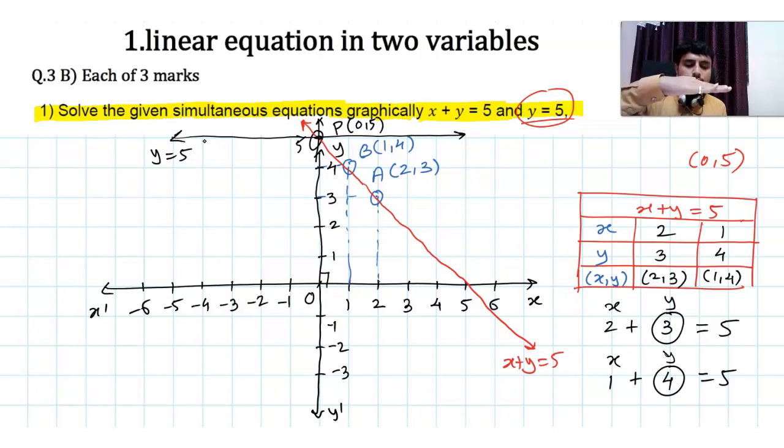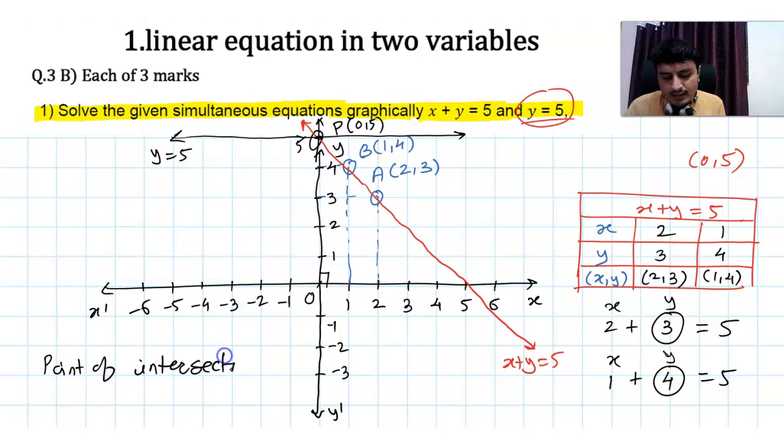Now one is horizontal, and the other crosses it at point P (0, 5). So the point of intersection of both lines is the point P, which has the coordinate (0, 5). So the value of x is 0 and the value of y is 5, which should satisfy both equations simultaneously, so that we can say (0, 5) is the solution of the given simultaneous linear equations in 2 variables.